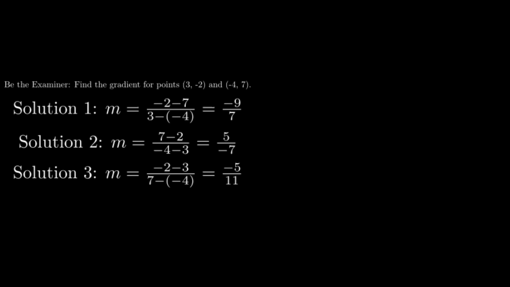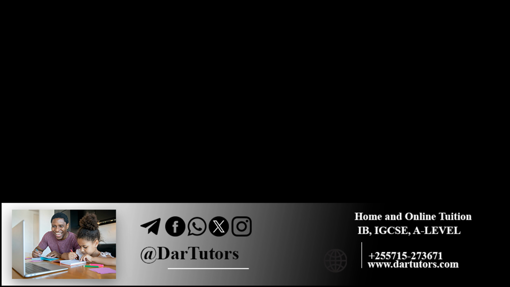In this third solution, the student has mixed up the x and y coordinates. They've calculated y1 minus x1, or y2 minus x2, which is not the formula for gradient. Remember, it's always change in y over change in x, or rise over run. Be careful to keep your y values in the numerator and your x values in the denominator. Great. We've now covered how to define and calculate the gradient of a line. Let's move on to intercepts.